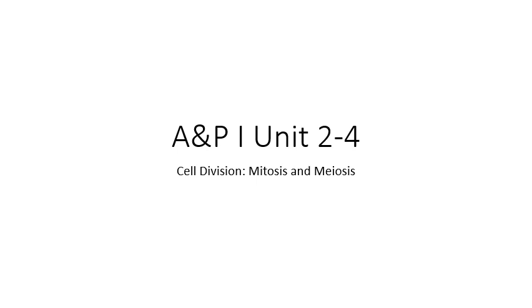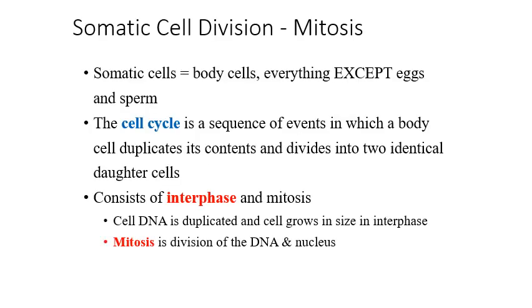So in this video, we're going to be talking about the processes of cell division. So how eukaryotic cells copy themselves and separate. So two separate processes here, mitosis and meiosis. All right, so mitosis is also known as somatic cell division. So this means body cells. So it's basically every cell in your body except for the eggs and the sperm cells.